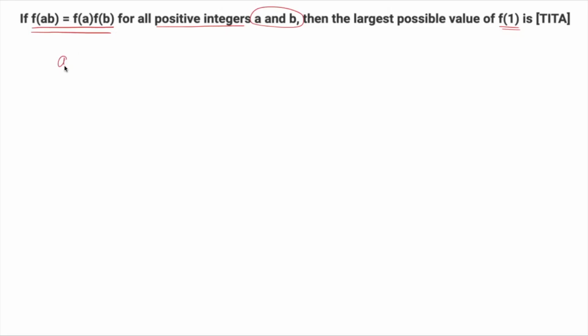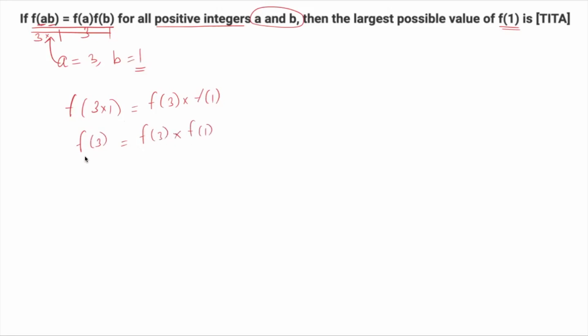You can take, let's say, A is equal to 3 and B is equal to 1. So now I substitute A as 3 and B as 1 in this particular equation. I have f of 3 into 1 will be equal to f of 3 into f of 1. I have put in place of A 3 and in place of B I have put 1. So f of 3 into 1 is f of 3 into f of 1. Now f of 3 into 1 is nothing but f of 3 only. So f of 3 will be equal to f of 3 into f of 1.